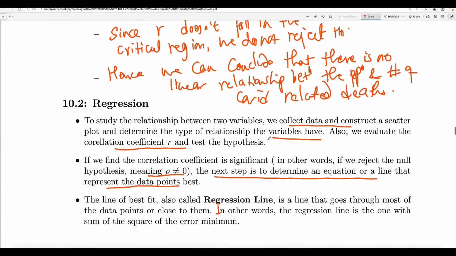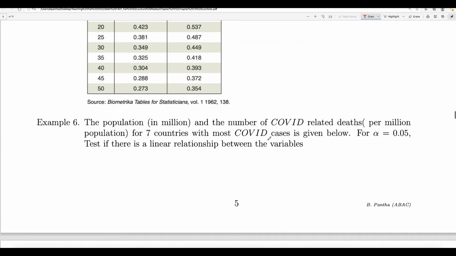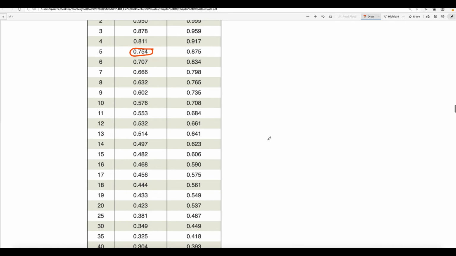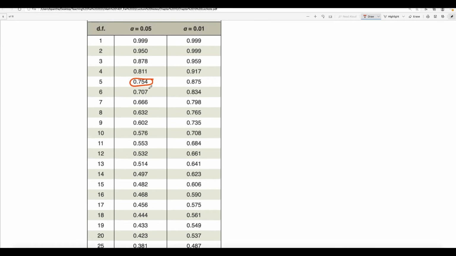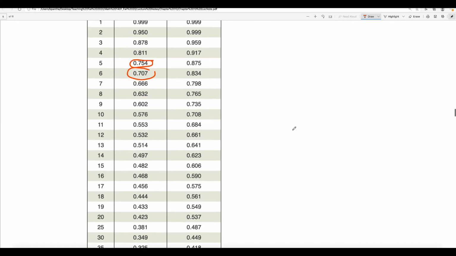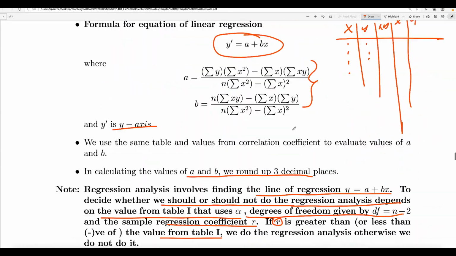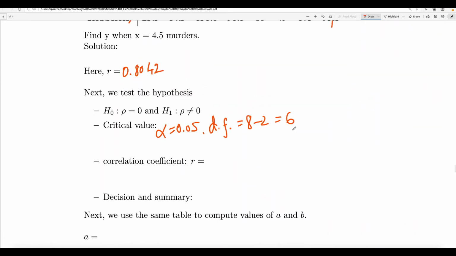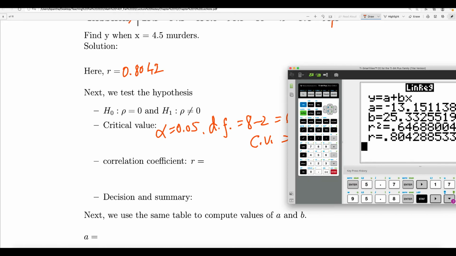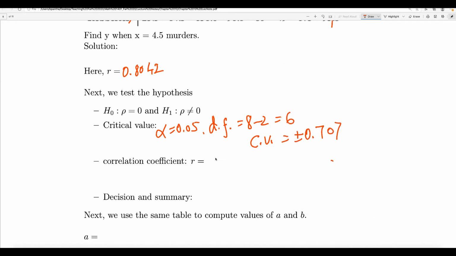Go to the previous table we had. So the table at 0.05 and 6 degrees of freedom gives 0.707. But we take both plus and minus, okay? So the critical value is plus or minus 0.707. The correlation coefficient we got was 0.80 something, right? The correlation coefficient is 0.8042.